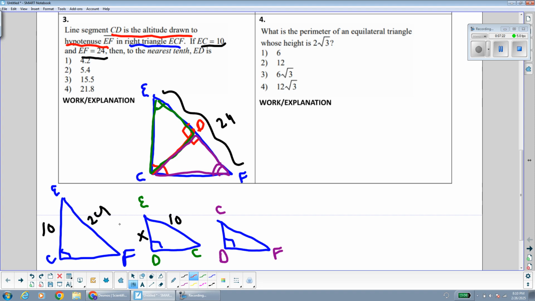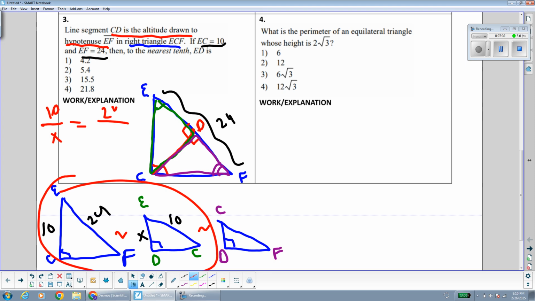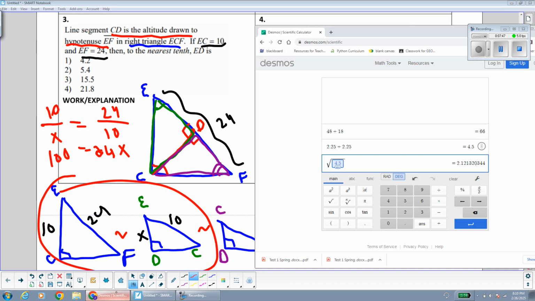So I see the two similar triangles that we need to focus on are these two, because we don't have any information about this one. So now I can really easily just set up a proportion. I'll do 10 over x, they correspond, and 24 over 10, they correspond. Super easy. The hard part is really just redrawing those triangles, and then you're good to go with your proportion. Let me do 100 divided by 24. And that's about 4.2.